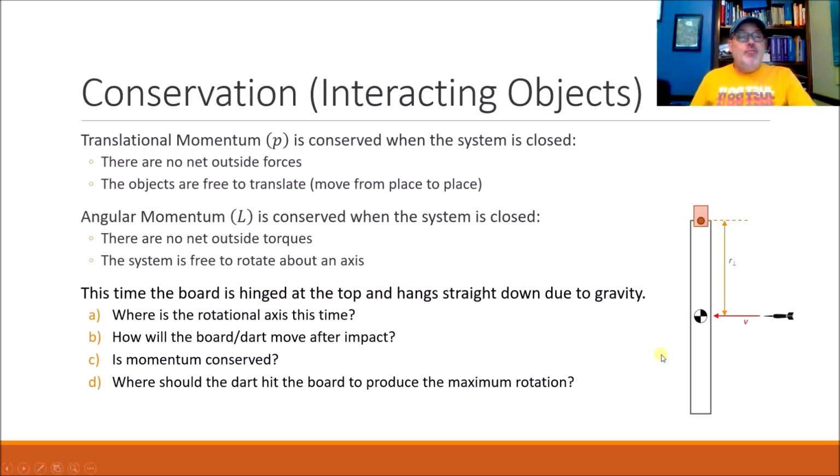This time I have a board that's hanging downward, like this pen. I'm holding it down, and it's pivoted at the top. This time the dart's going to come along and hit again at the center of mass. So where's the rotational axis this time? Well, it's going to be up here because it's forced to be at the top. And how is the system going to act afterwards?